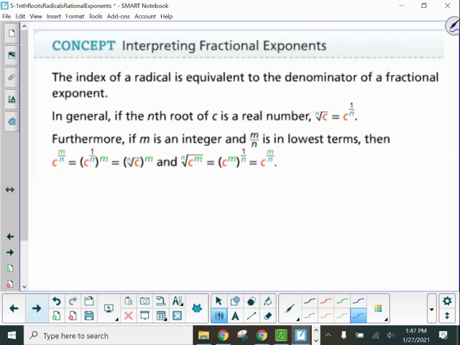So if you have an exponent that is a fraction, whatever is in the bottom of that fraction is the index of your radical. So if you have something that has a denominator of 2, that's a square root. Denominator of 3 is a cube root. Denominator of 4 is a fourth root. You may see 5 or 6. 5 would be fifth root, 6 is sixth root.